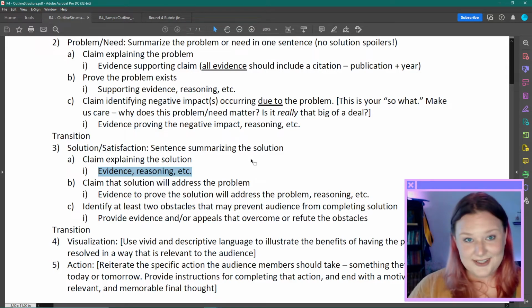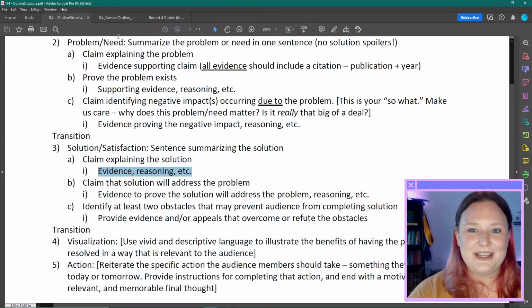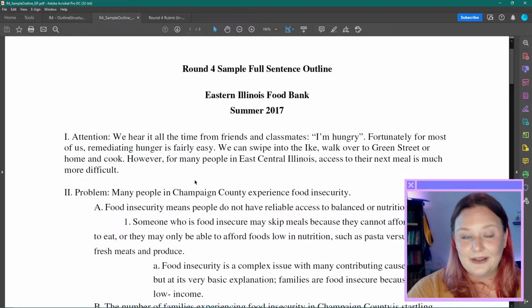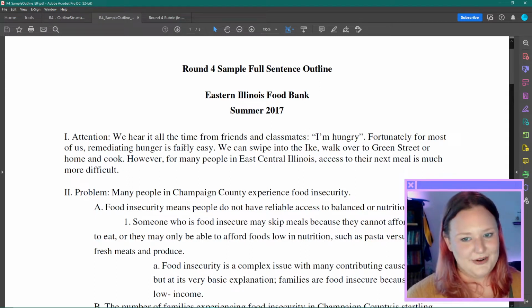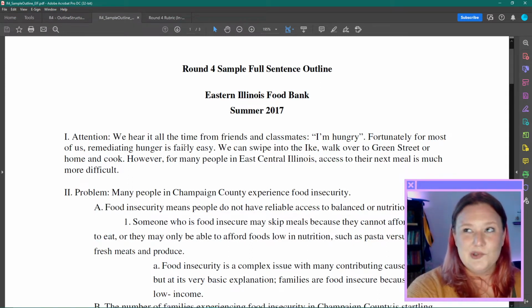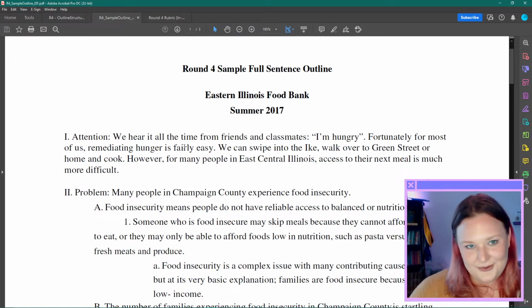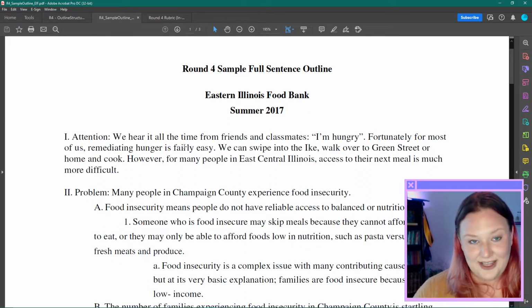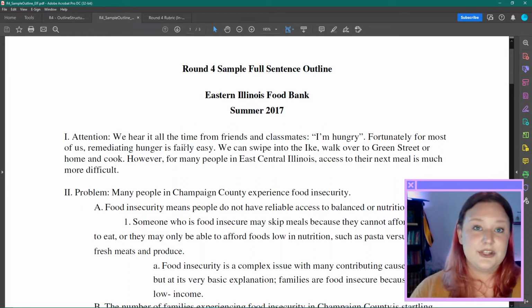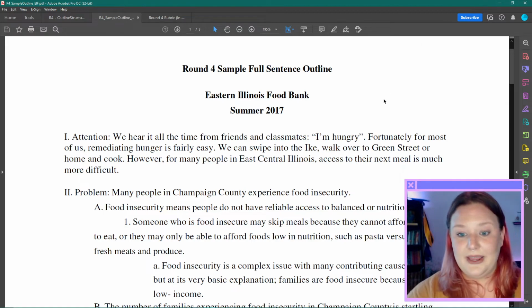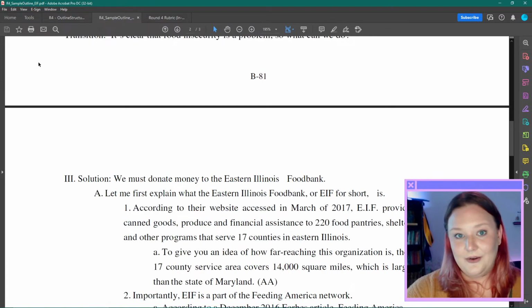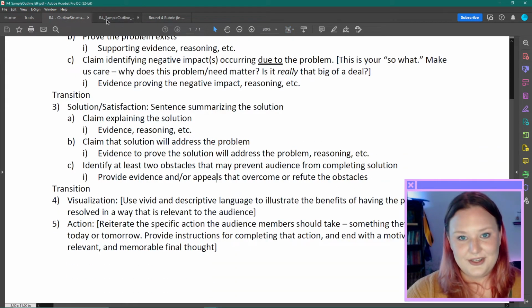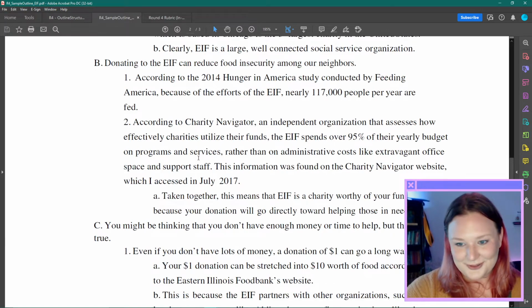So again, just like last round, I strongly recommend that you go take a look at the sample outlines that are available in the back of your textbook, in that supplementary material. There are two full sentence outlines, for those two sample speeches for portion distortion and the Eastern Illinois Food Bank. So here you can get a good idea of how this turns into a much longer full sentence outline.